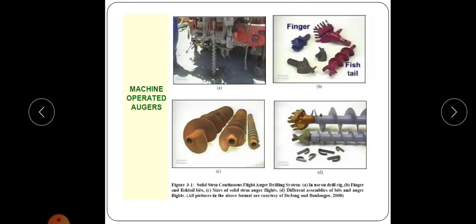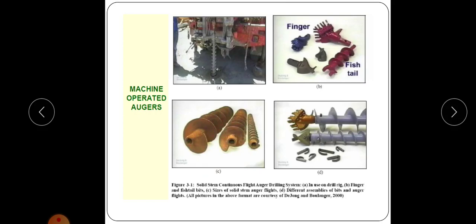Next is mechanical augers. There are also machine operated augers. Mechanical augers are driven by power, and these are used for making holes in hard strata to a great depth. If the soil is very hard or there is hard strata, we cannot drill the hole manually, so in that case we go for mechanical augers.